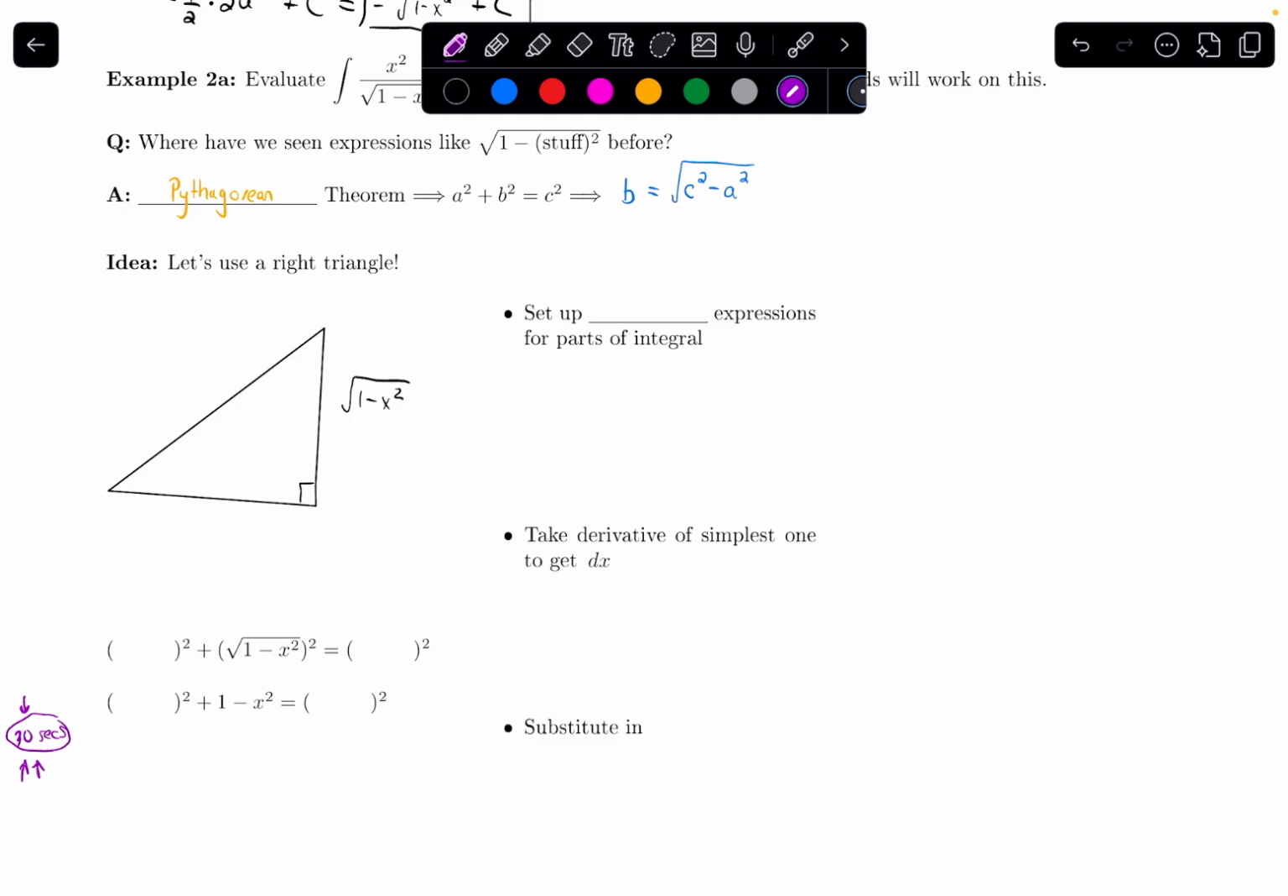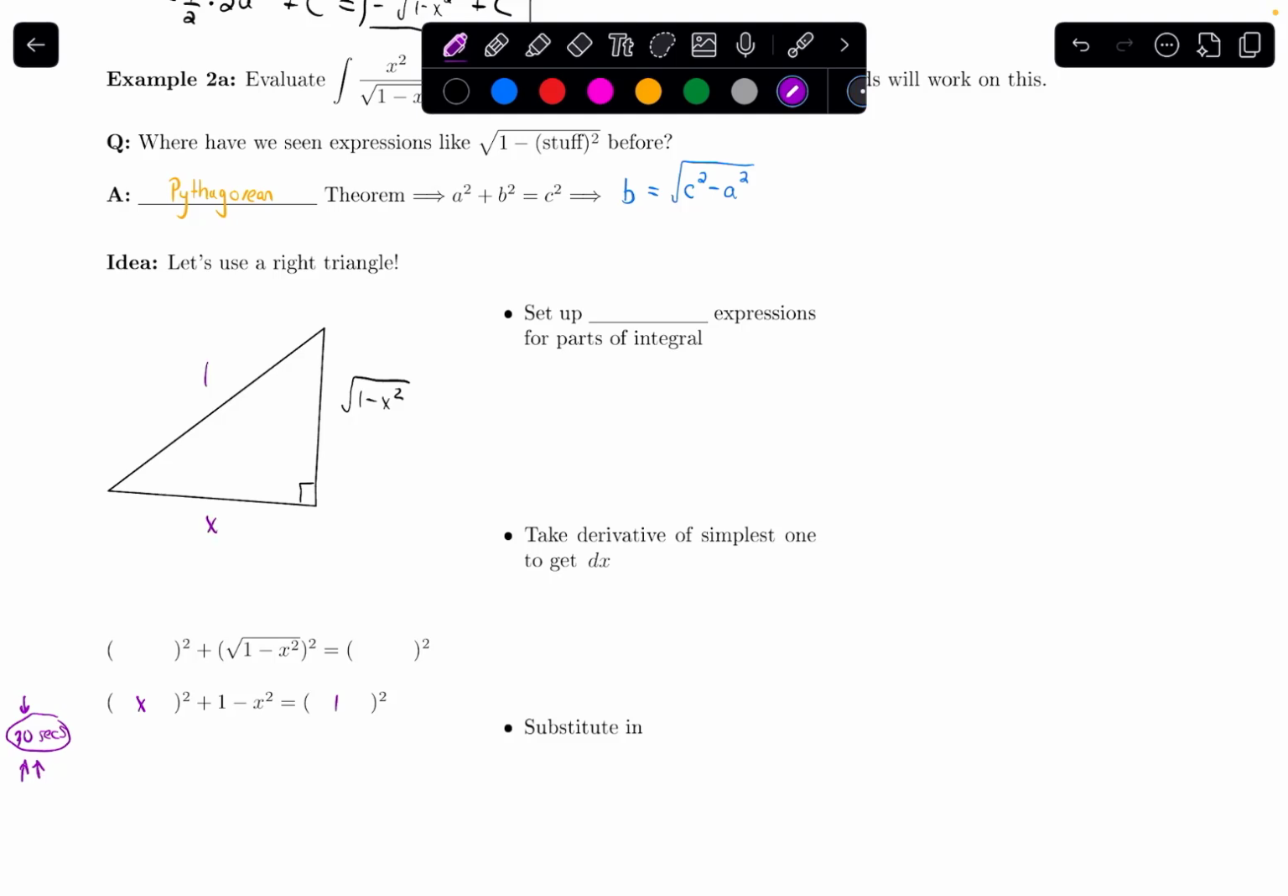There's many possible things that we could use, but the simplest is maybe to pick an x here, because then this x squared and that minus x squared will cancel, and then a 1 would go in that parentheses. Okay, so a 1 in the other parentheses. So the other leg is x, and the hypotenuse is 1.